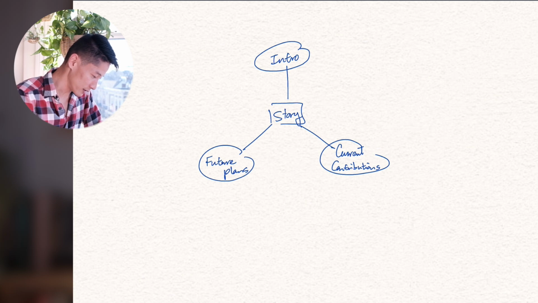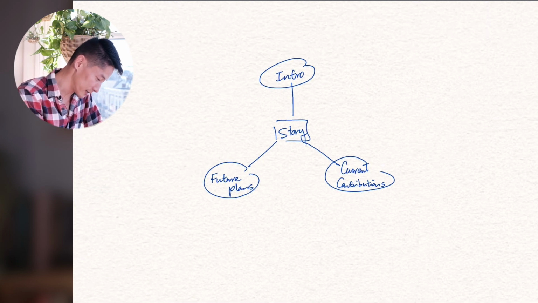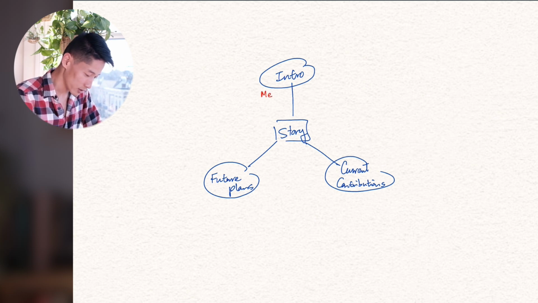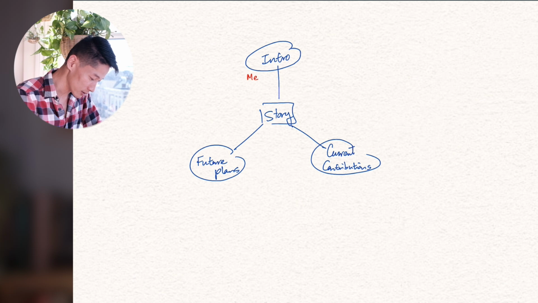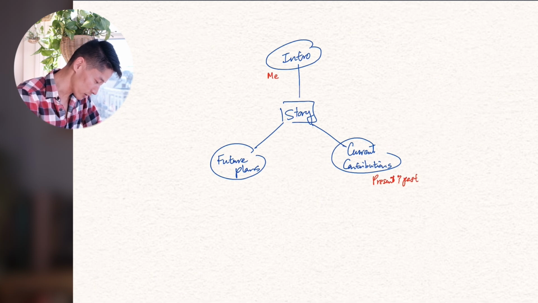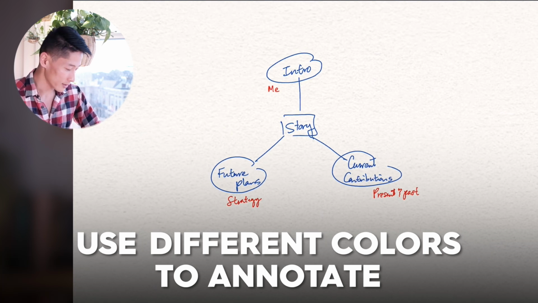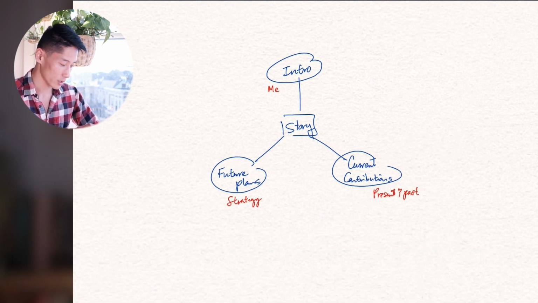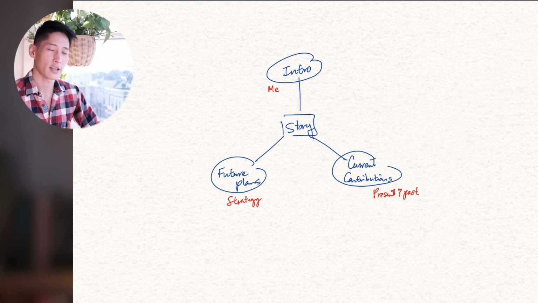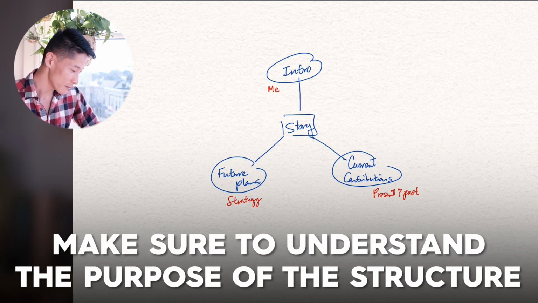So essentially, I'm going to use a different color here just to annotate. This is about him, basically, me. Current contributions, this is about the present and past. And then finally, this is essentially about strategy, right? I like having a red pen to annotate, as well as, for this one, before I even start with the structure or the story, I want to understand what is the presentation structure actually asking of me? What is the purpose of this structure, right? So that's what it is.